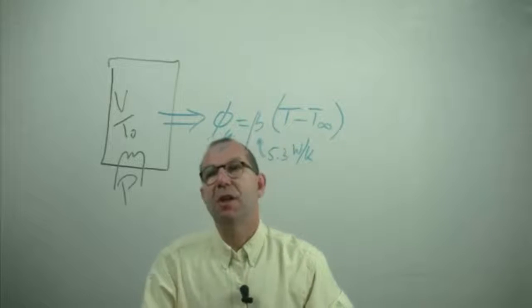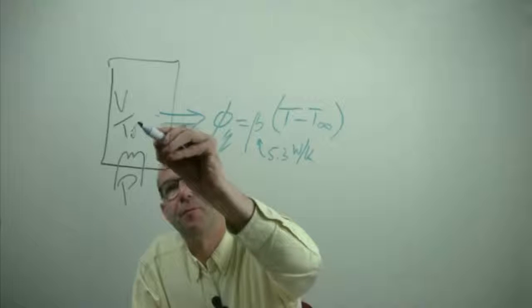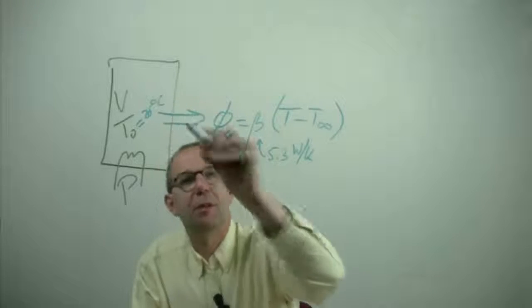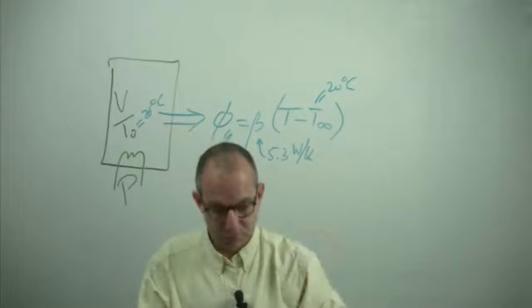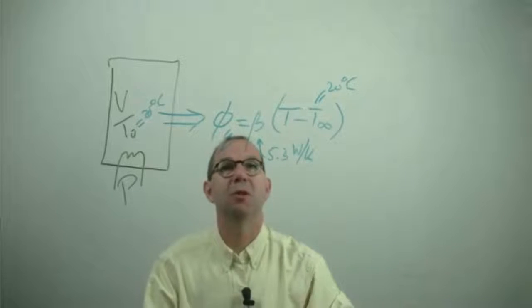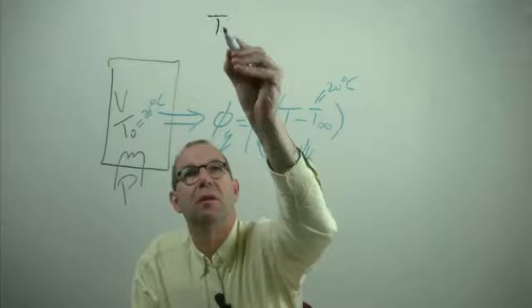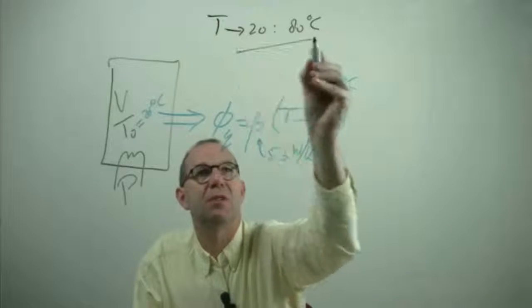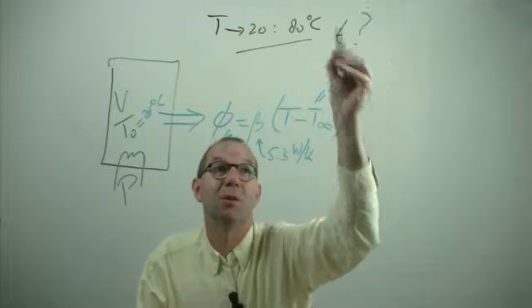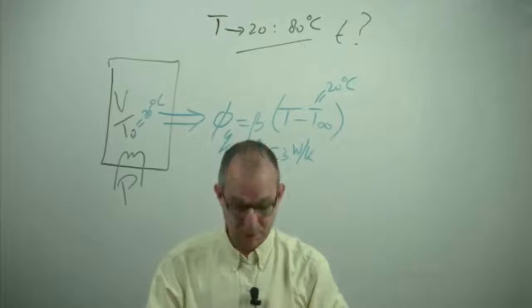Our water is initially at 20 degrees. The surroundings are at 20 degrees and that will stay so. And we would like to heat up the water from 20 to 80 degrees Celsius. And the question is, how long does that take if there is a loss?